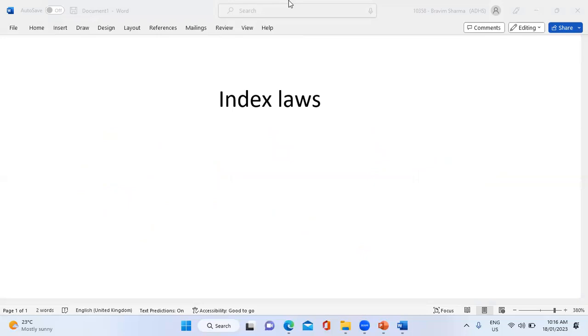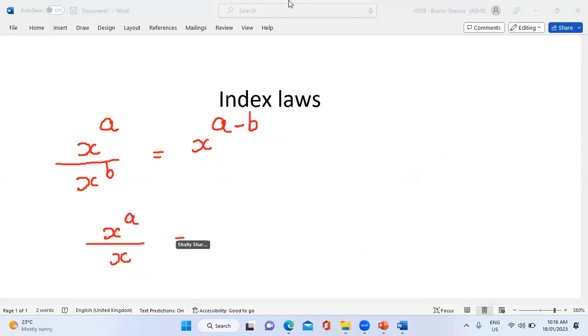For example, I have x to the power of a divided by x to the power of b. So this will be equal to x to the power of a minus b. Let's say we have x to the power of a over x. You can rewrite it as x to the power of a divided by x to the power of 1, and then you can subtract them, a minus 1. Do not say this is 0. No. If nothing is written, the exponent value here is always 1. So we can write it this way.